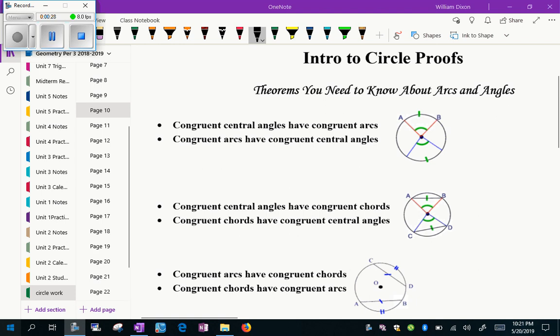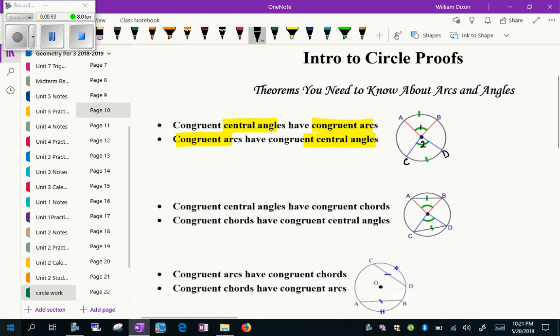So the first one is that congruent central angles have congruent arcs, and congruent arcs have congruent central angles. So what I'm going to do to show this, I'm going to have a 1 and a 2 here. All right, so it's angle 1 and angle 2. I'm also going to call this CD in terms of my arc.